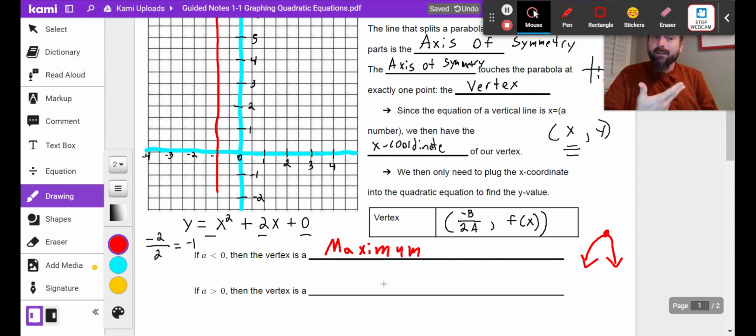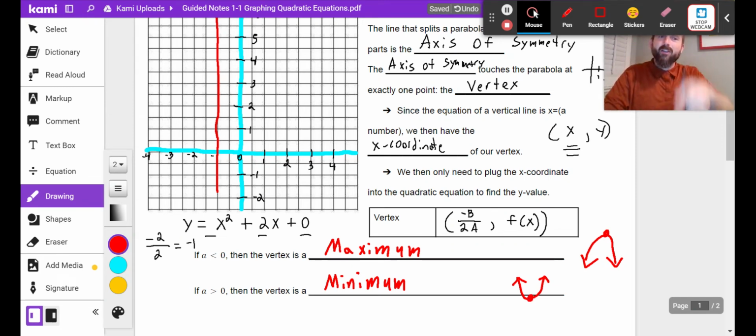If a is positive, bigger than 0, then the vertex is a minimum. And it looks like this. It looks like a U pointing up, with the lowest point being called the vertex.